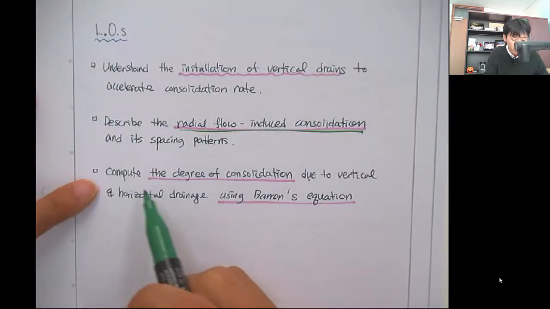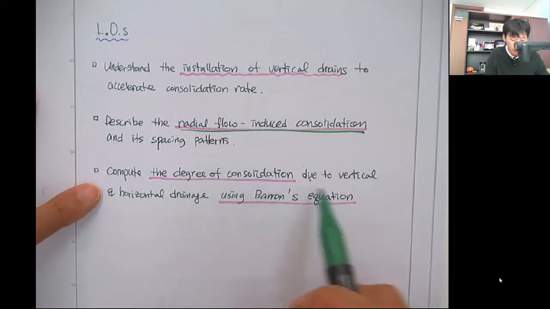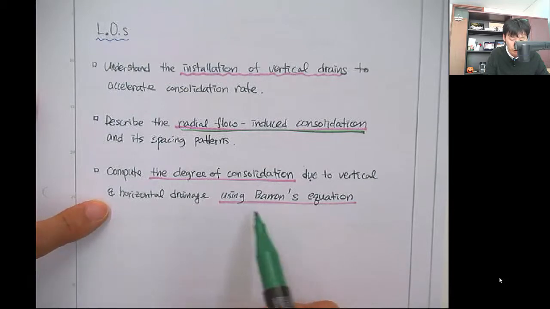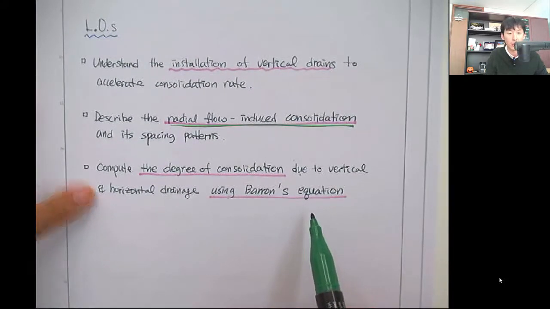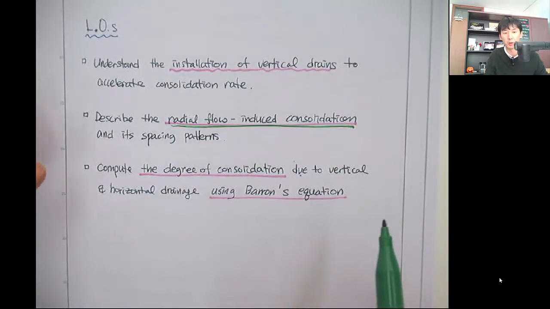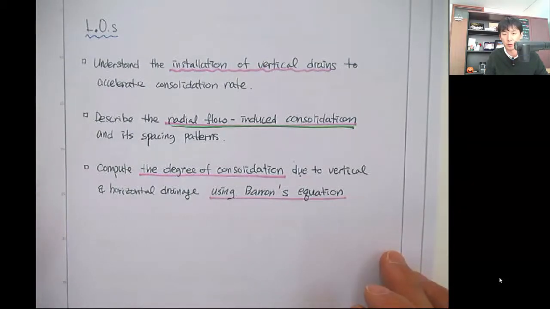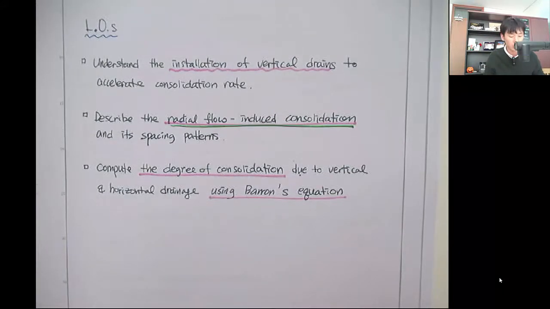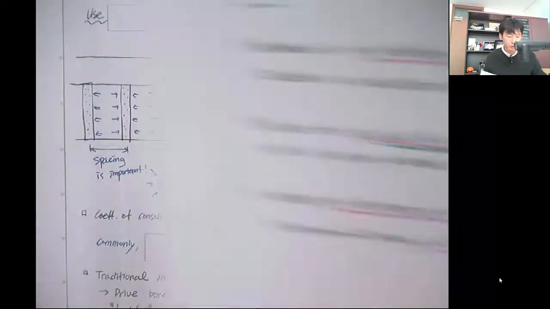And the third is to compute the degree of consolidation due to the vertical and horizontal drainage using Barron's equation. So the last objective is to be able to compute the degree of consolidation considering this radial direction drainage and the vertical direction drainage. So let's move on.